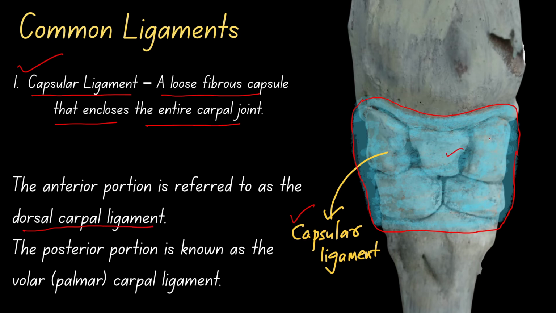The part you are looking at is called the dorsal carpal ligament, and just behind this, the posterior part is called the volar or palmar carpal ligament. So the part you are looking at on this screen is the dorsal carpal ligament, and the part behind it is the volar or palmar carpal ligament.